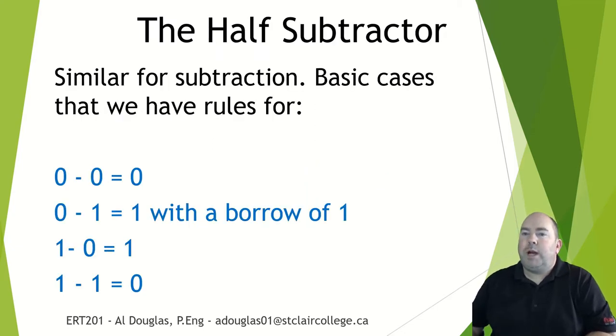The half subtractor is the next one we're going to do. The general rules for this one: 0 minus 0 yields 0. 0 minus 1 gives us a 1 with a borrow of 1. Okay? So if you have 0 minus 1, your result is going to be 1, and you are going to borrow from this column over here.